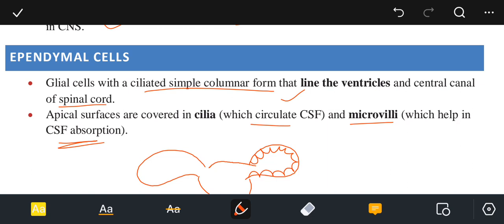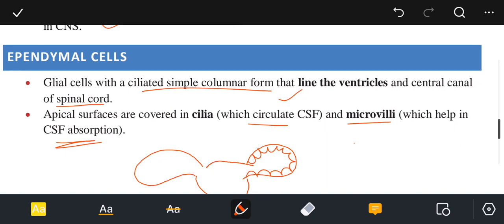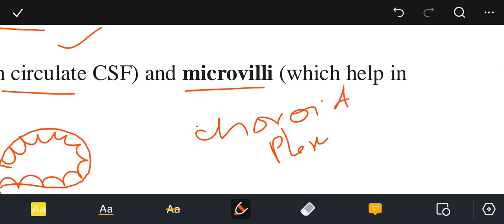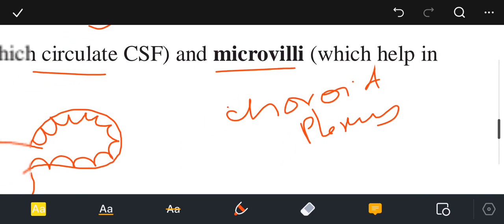Now another important thing is that ependymal cells alone are not producing cerebrospinal fluid. There is a thing that we call choroid plexus. Now choroid plexus is a complex in which we have blood vessels, the ependymal cells and some other cells which collectively filter the cerebrospinal fluid from the plasma into the ventricles. So that thing is happening, so you must remember this point.